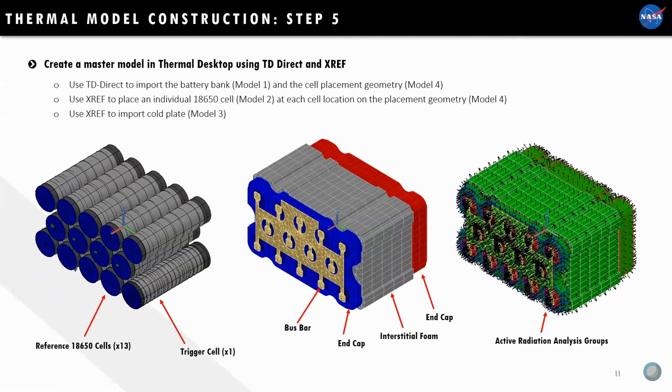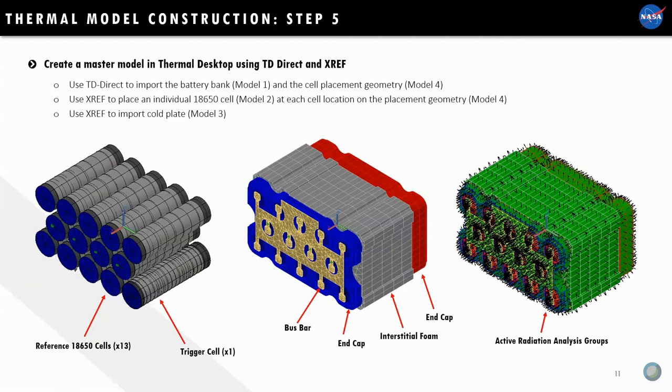Just left to right here on this slide on the bottom, you can see on the left we have our 14 cells placed on the cell placement geometry. We have 13 of the reference cells and then one trigger cell, which will move around, which again is just a higher nodalization version of the reference cell, the same geometry.